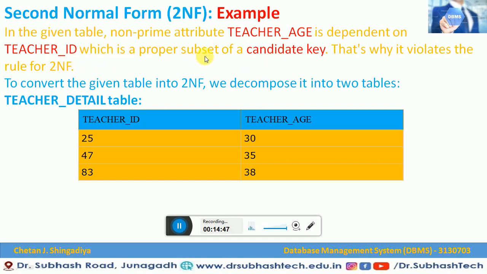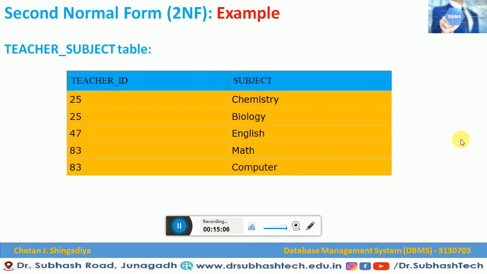Also we can say it is a proper subset of the candidate key, and that's why it violates the rule of second NF. Now we have to convert the given table into second normal form. Then we have to decompose it into two tables. One is teacher's detail, and the other is teacher's subject.